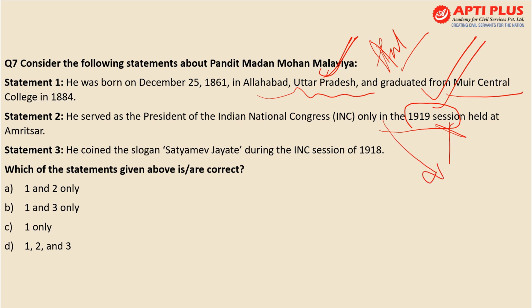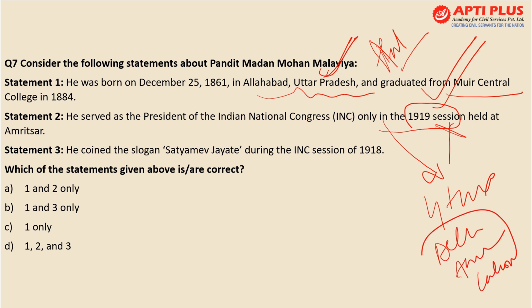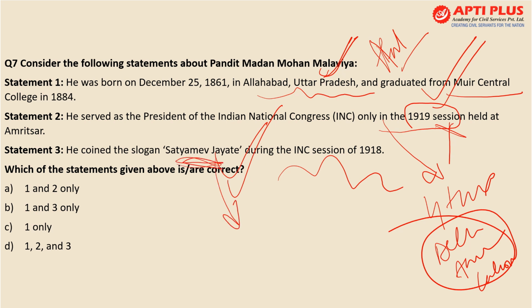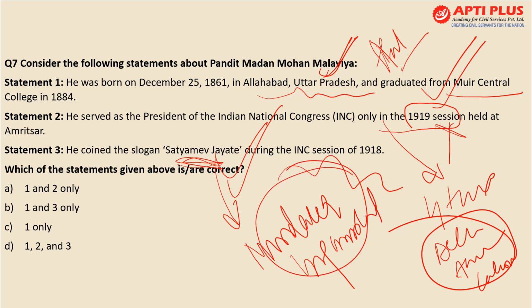He served as the president of INC only in 1919 session. This is wrong because he has served as a president of INC for the 4 times: Delhi, Amritsar, Lahore sessions also. He coined the slogan Satyamev Jayate during INC session of 18. So this is correct. तो सत्यमेव जयते का जो हमारा एक बार क्वेश्चन भी आ चुका है, that from where we have taken, that is from Mundak Upanishads. Then UPSC can also ask that Satyamev Jayate किसने coin किया है for the adoption in our freedom struggle.